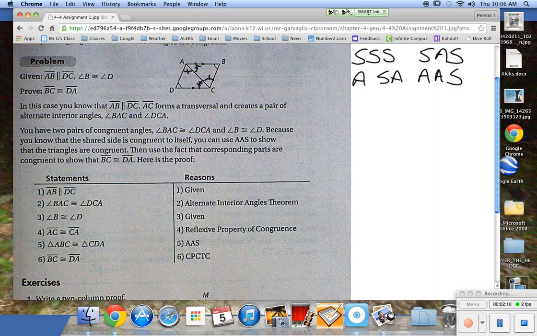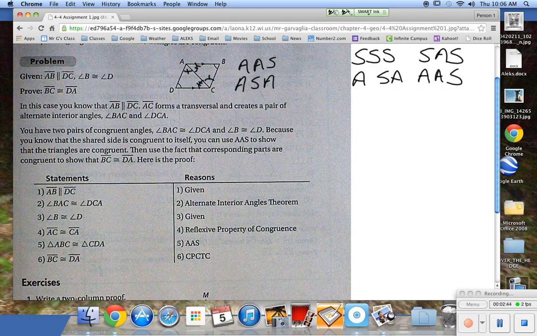We just went through. Because we know they share the side, congruent to itself, you can use angle, angle, side to show the triangles are congruent, right? Angle, we got a side here. We can go angle, angle, side. We can also use angle, side, angle, can't we? Angle, side, angle. Angle, angle, side we can use. All right? So we know that those are congruent.